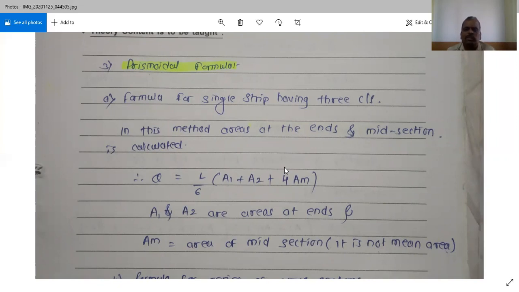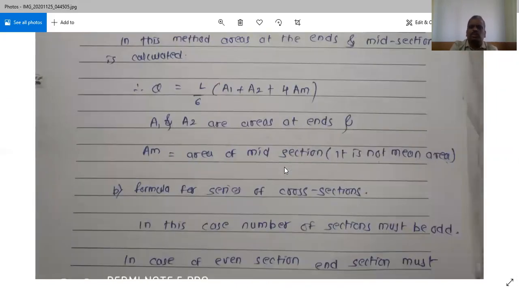For the first strip having 3 cross sections, in this method the area of the ends and the mid section is calculated. Q is calculated by L by 6 into bracket A1 plus A2 plus 4AM, where A1 and A2 are the areas of the ends and AM is the area of the midsection. See here, AM is the area at the midsection and it is not the mean area. Remember this: you have to find the area of the midsection and that should be taken as the mid-sectional area, not the mean area.